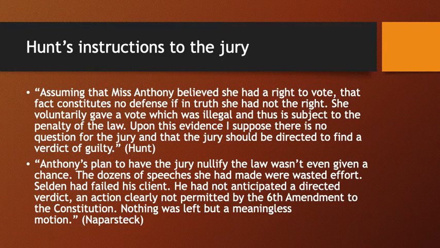Here are the instructions which he gave to the jury, quoting from Hunt's statement: "Assuming that Miss Anthony believed she had a right to vote, that fact constitutes no defense if in truth she had not the right. She voluntarily gave a vote which was illegal and thus is subject to the penalty of law. Upon this evidence, I suppose there is no question for the jury, and that the jury should be directed to find a verdict of guilty."